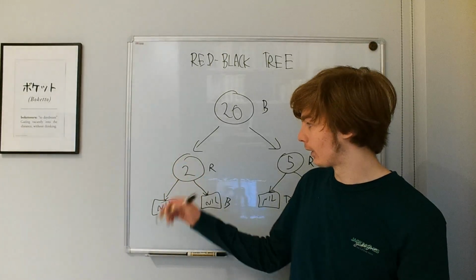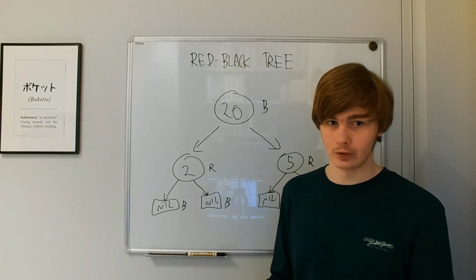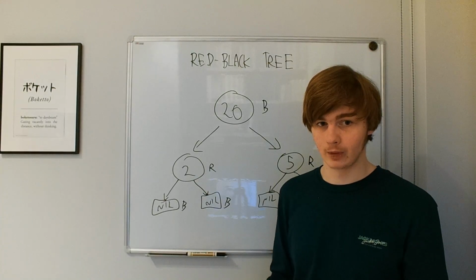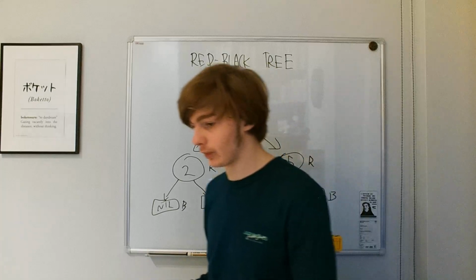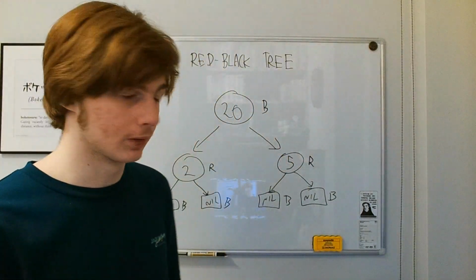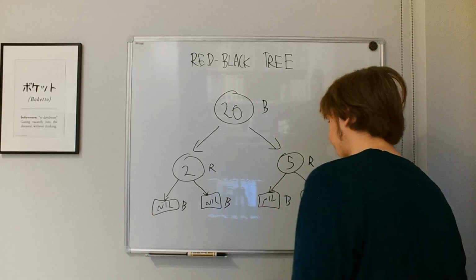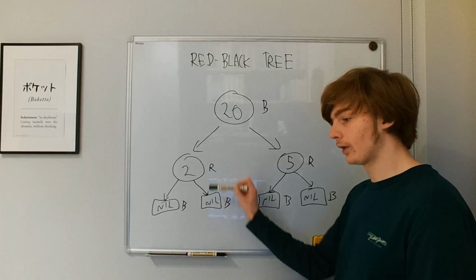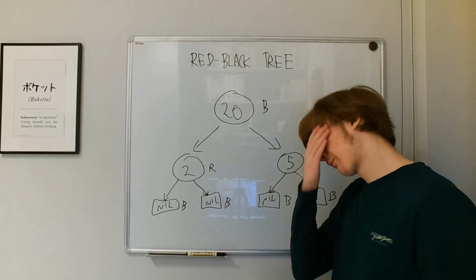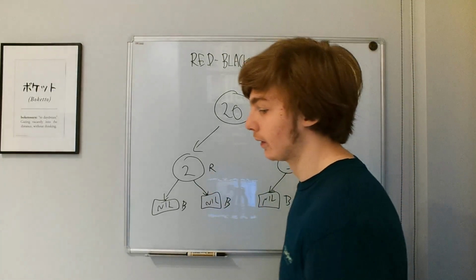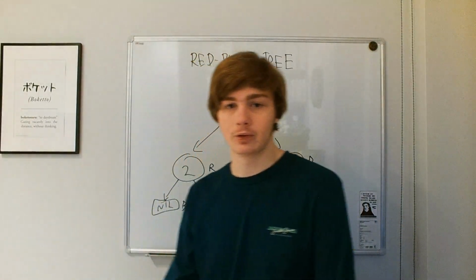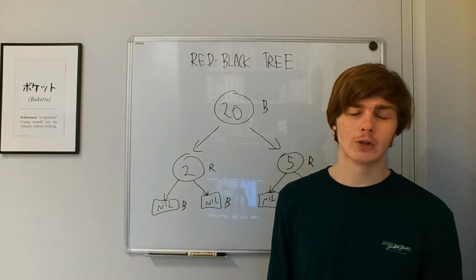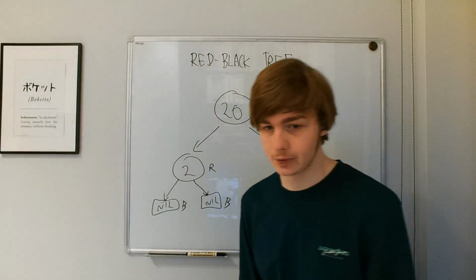So the amount of black children it goes through, the black child count, has to be the same when you're taking any path to any of its nil descendants. So any path that it takes to the end has to go through the same number of black nodes. That's the idea. But yeah, that's a red-black tree. That's just an arbitrary choice of a balanced search tree.